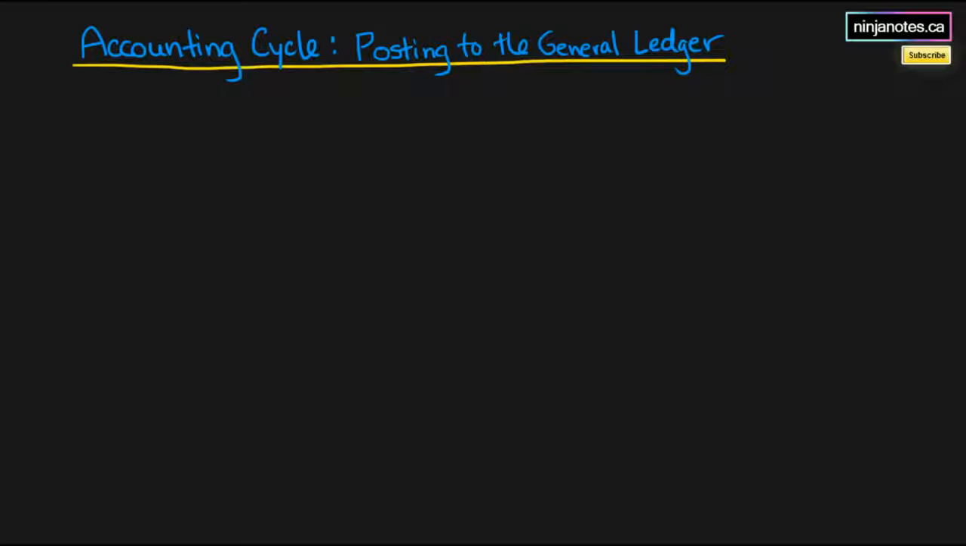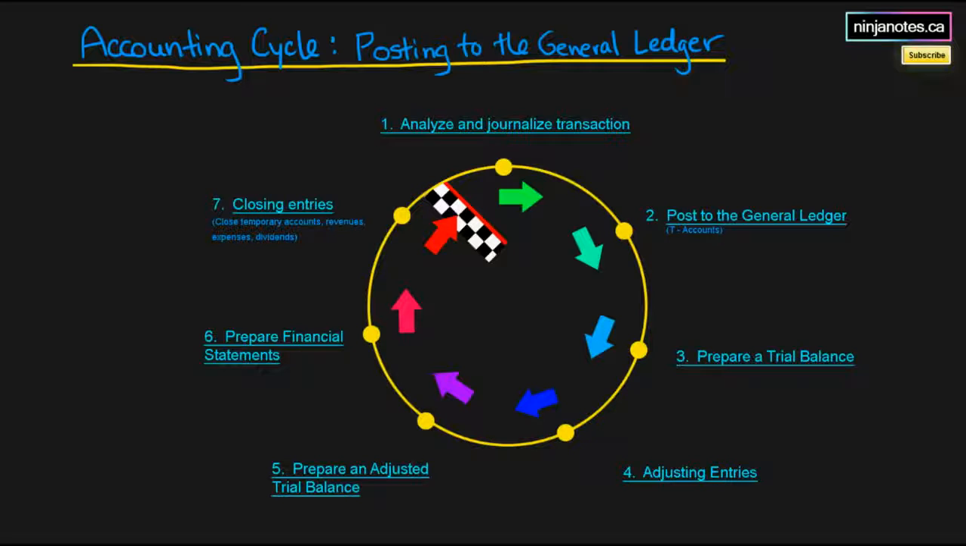Now that we understand transaction analysis and how to actually report journal entries, we get to move on to the second step within our accounting cycle, which is known as posting to the general ledger. And we're going to be learning about T accounts as well in this presentation. So it's the second step, which I'm about to highlight right there. And we're going to be moving around all 7 steps until we finish this series on the accounting cycle.